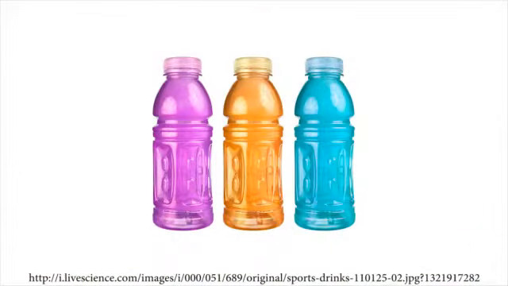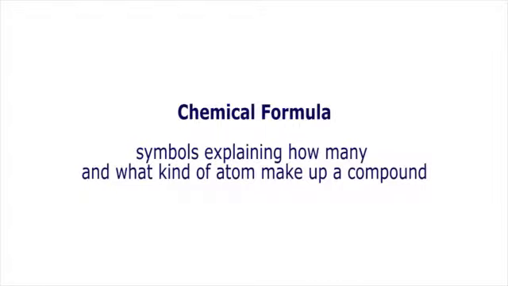But on the back of my sports drink bottle, I saw the words potassium phosphate. What's that? Jamie is extremely smart. She told me that those words represent a chemical formula. Chemical formulas are simply symbols that explain how many and what kind of atom make up a compound. Chemical formulas can be written for ionic and covalent compounds. Let's just look at ionic compounds for now.